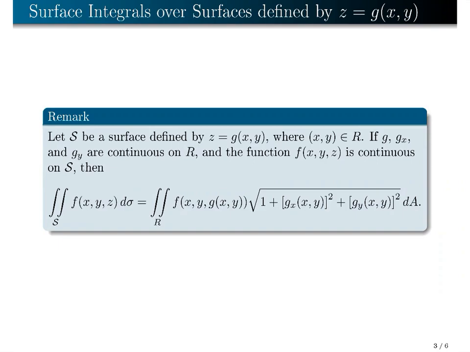Then, the surface integral of f of x, y, z d sigma over S can be expressed as a double integral over the region R of f of x, y, g of x, y, times the square root of 1 plus the square of g_x at (x, y) plus the square of g_y at (x, y), dA. Note that the condition that g, g_x, and g_y are continuous on R ensures that surface S is smooth.